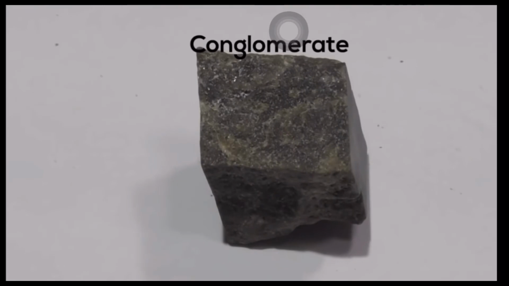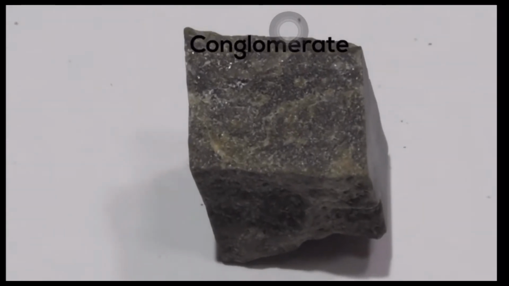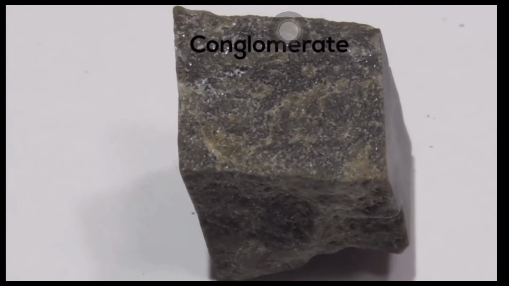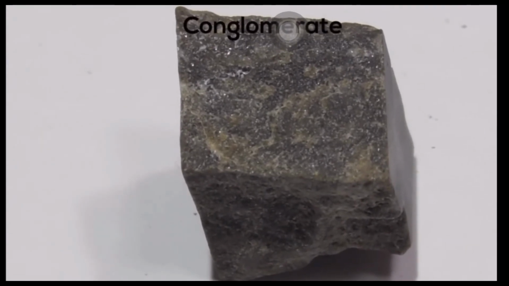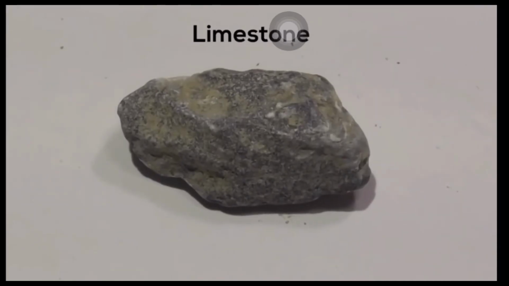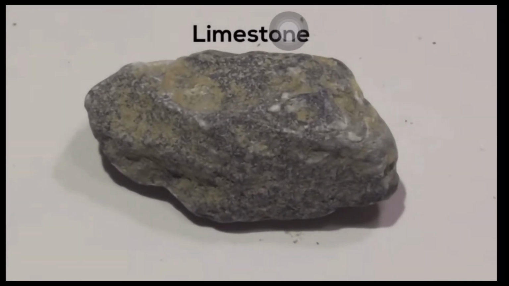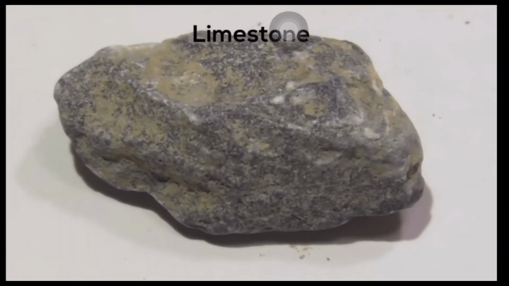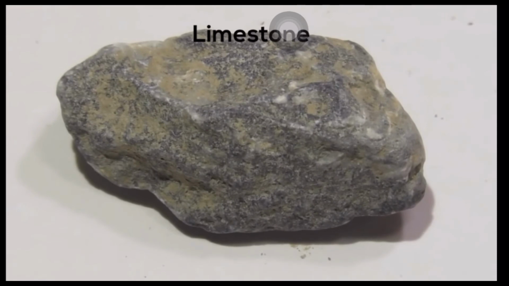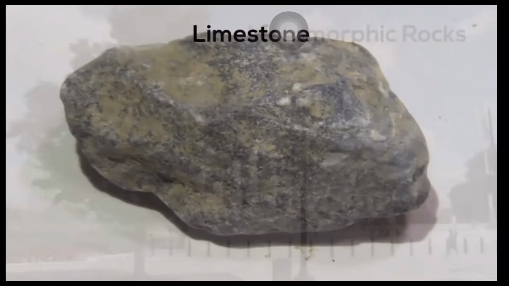Next, conglomerate. Conglomerate is a coarse-grained clastic sedimentary rock composed of pebbles and boulders. The space between these pebbles and boulders is generally filled with smaller particles of calcite or quartz cement that binds the rock together. And finally, limestone. Limestone is an organic sedimentary rock that is often composed of the skeleton fragments of marine organisms such as coral. About 10% of sedimentary rocks found on Earth are limestones.